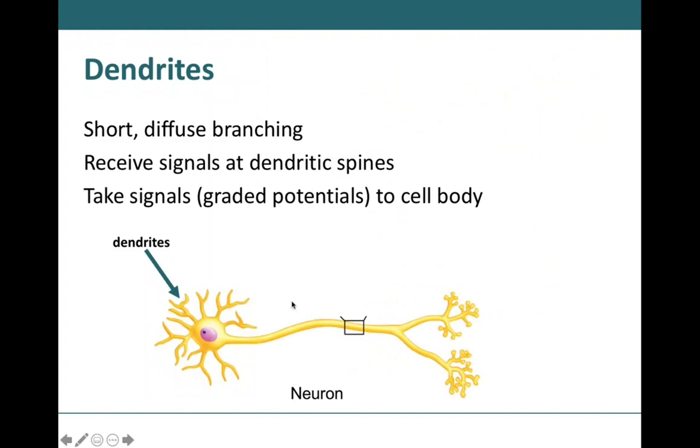So you can see a little neuron here. Here are the dendrites, and here is the axon. We can see the dendrites branching in all different directions, so this neuron can receive signals from all different neurons that are in all different directions.